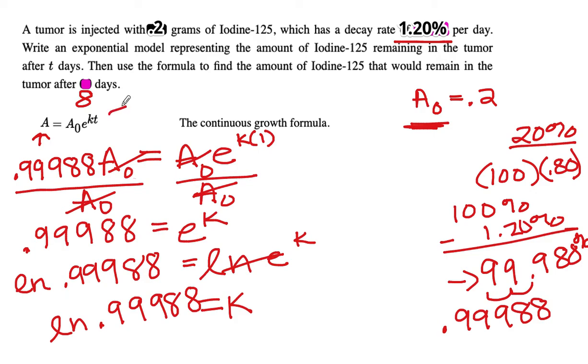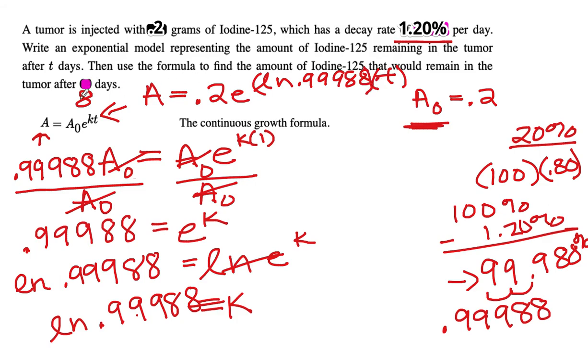We can go back to our original formula and put in A equals A sub naught, which is our 0.2, e to the power of k. So we're going to write this guy, the natural log of 0.988, times t. And we can write it with parentheses like this. And then you'd put in however many days and simplify that.